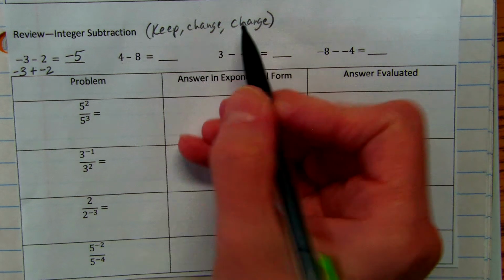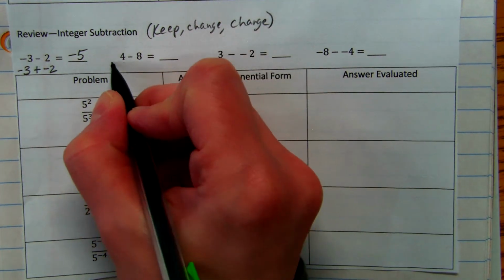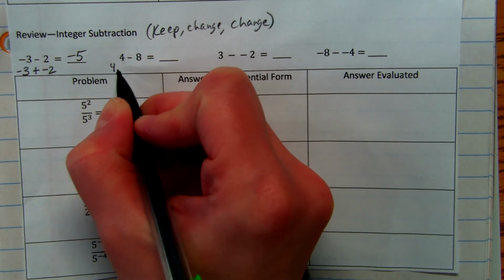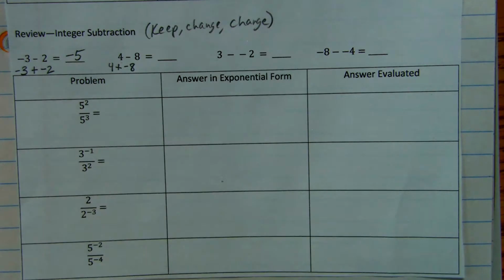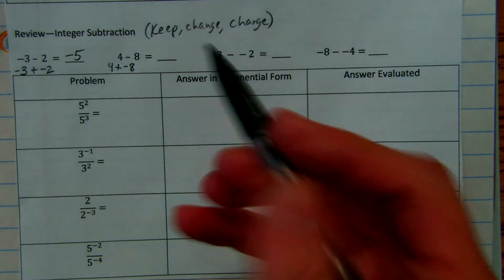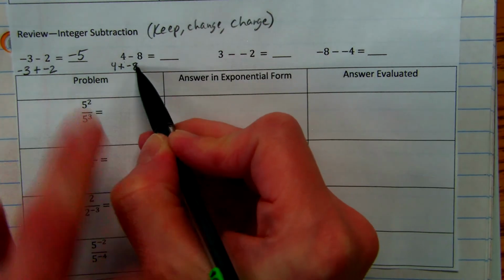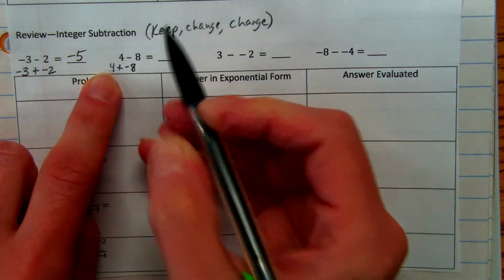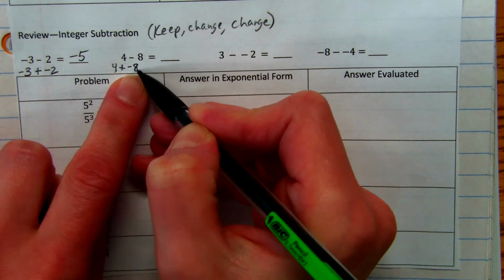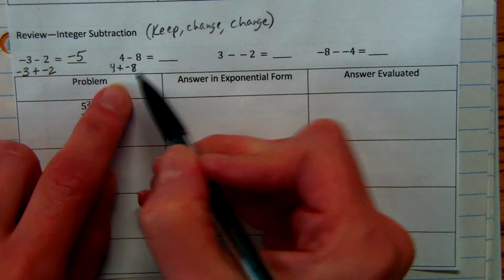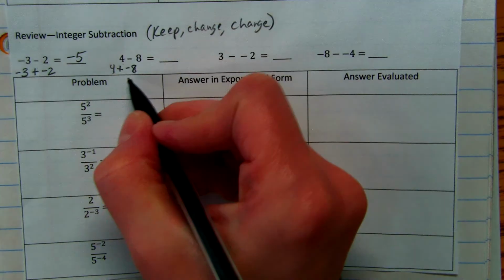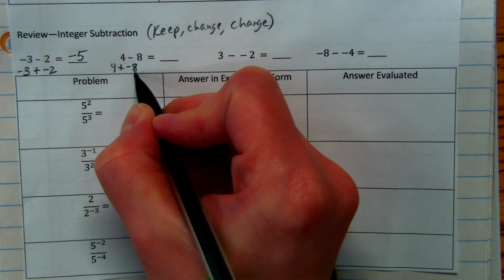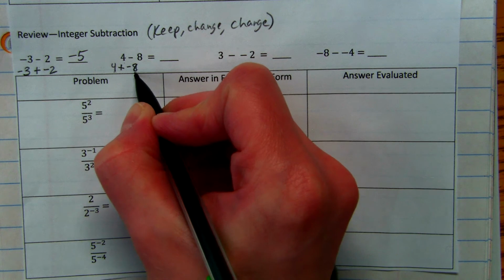If we rewrite it using keep, change, change, we would have 4, and then change subtraction to addition, and change 8 to -8. And we can think of it in terms of 4 of these negatives canceling out the 4 positives. And think of it as 4 spiders and 8 worms meeting on the battlefield. And remember that 1 spider and 1 worm cancel each other out. And so we'd be left with definitely worms.